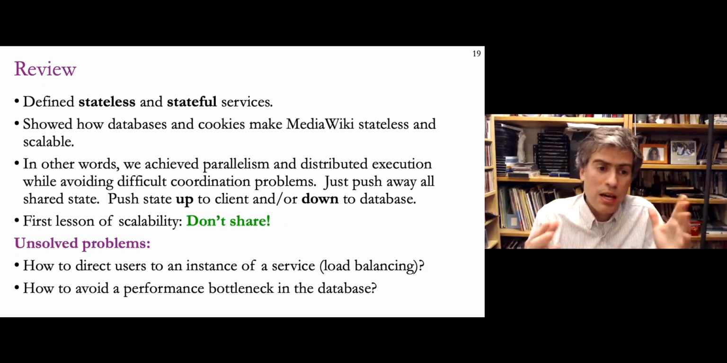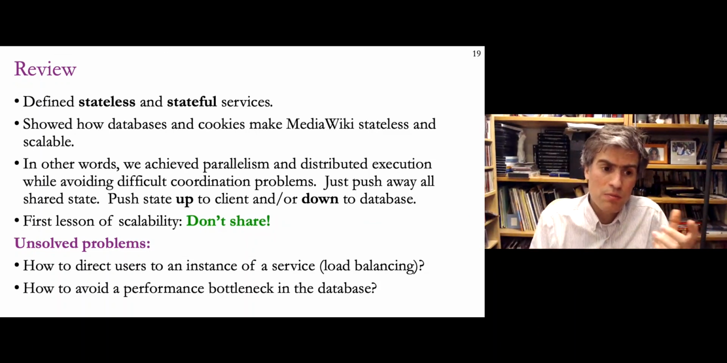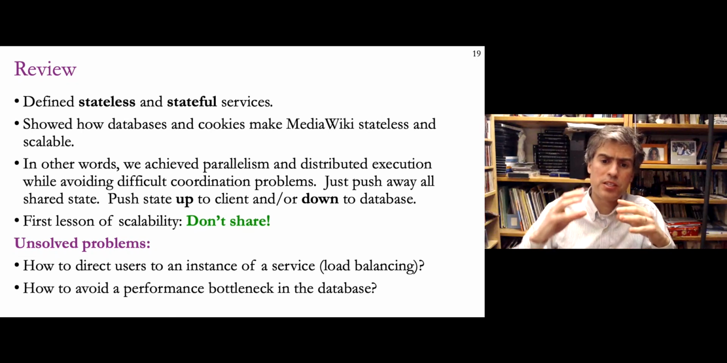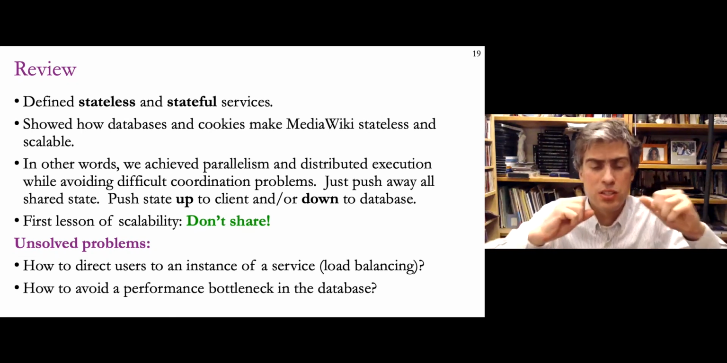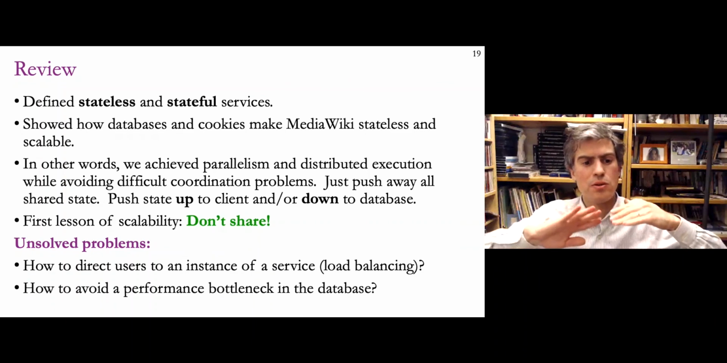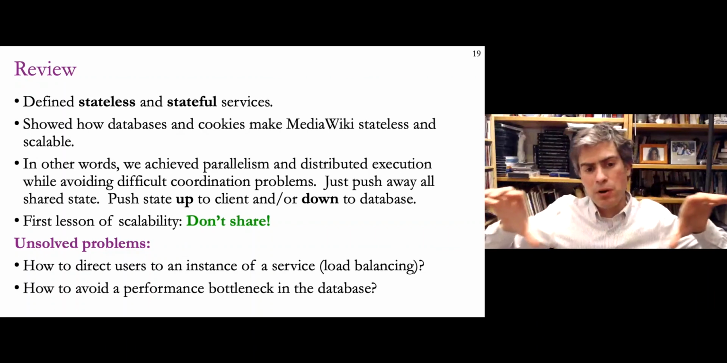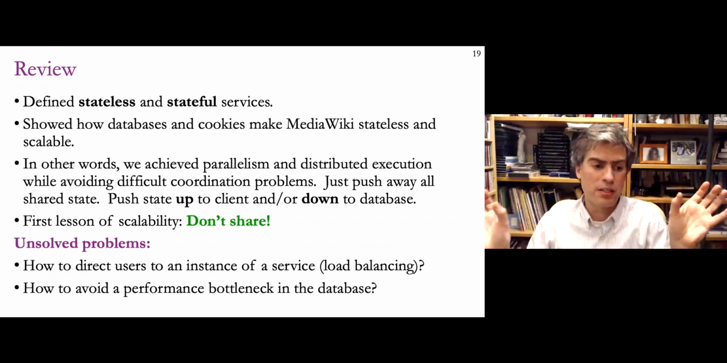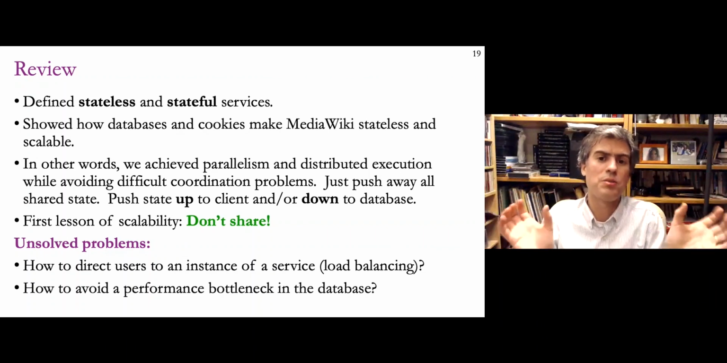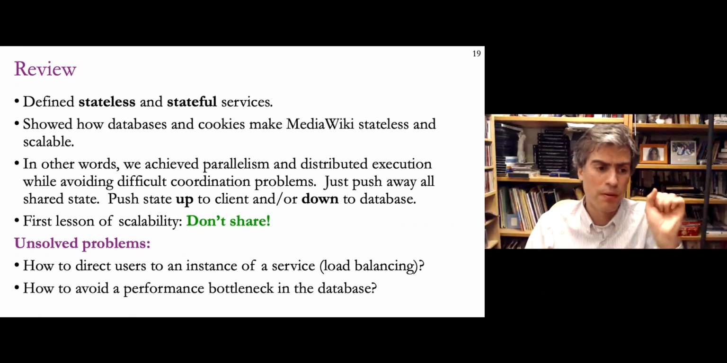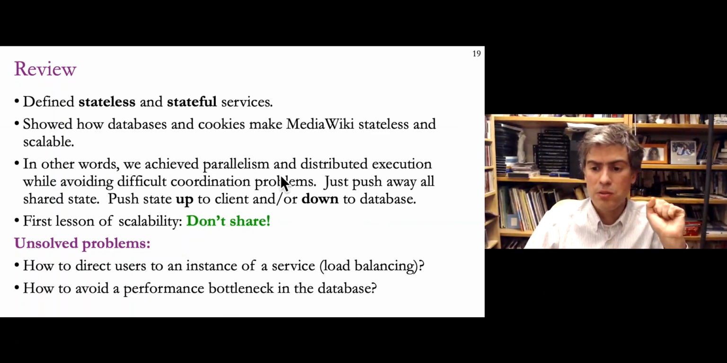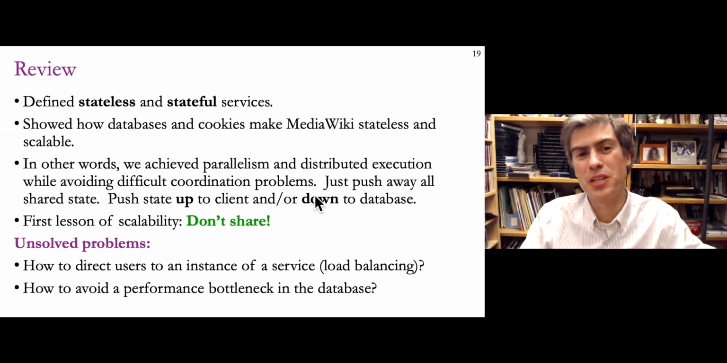So to review today, I talked about stateless services and stateful services. We showed how databases and cookies allow an application, like a traditional 3-tiered application, to push state up to the browser with cookies and down to the database, allowing that middle part to be stateless and easily parallelized, and allowing all those parallel workers to be interchangeable. So we achieved parallelism and distributed execution with statelessness, and that allows us to avoid difficult coordination problems because we're pushing the difficult coordination problem down to a database.